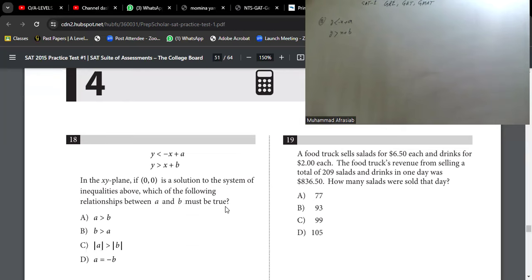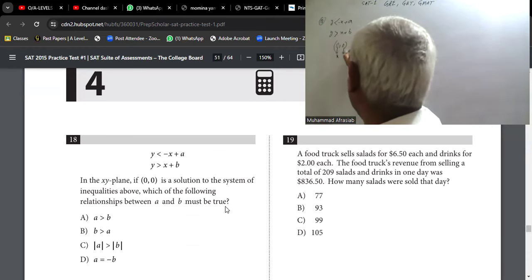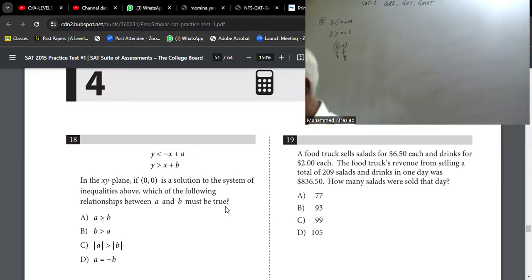In this xy plane, if (0, 0) is the solution of this system of inequalities above, which of the following relationships between a and b must be true? Because (0, 0) is the solution to this problem, that means x is 0 and y is also 0. So if x and y are 0, then 0 is less than 0 plus a, or in other words, a is greater than 0. This is one form of that.